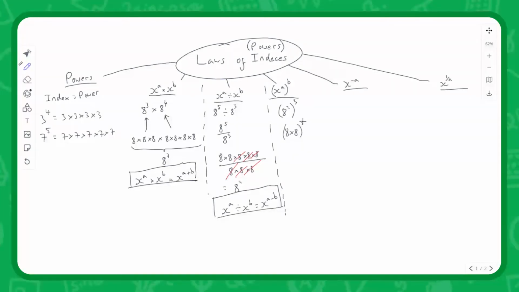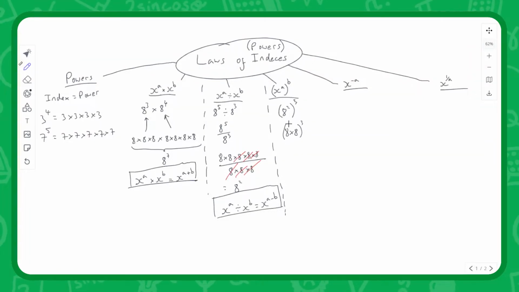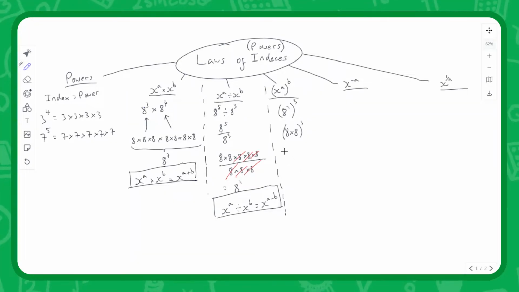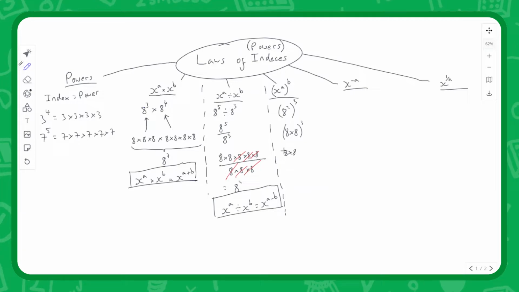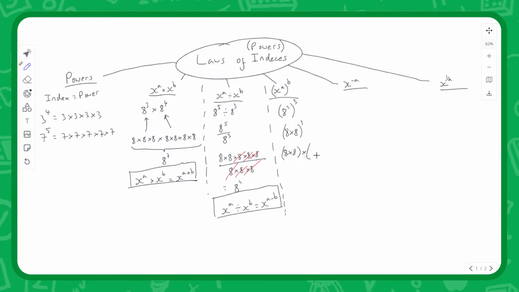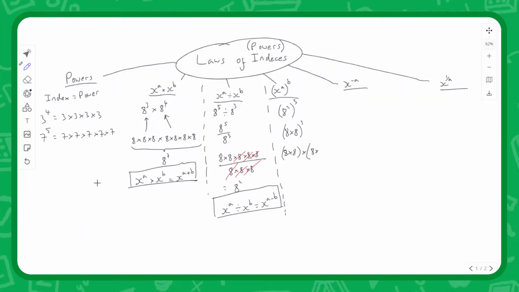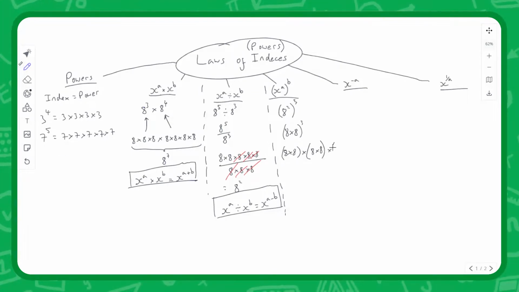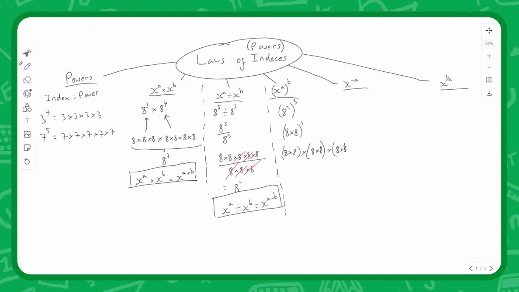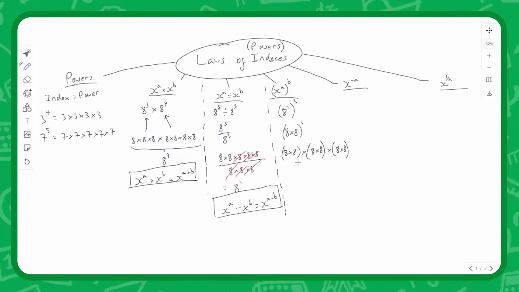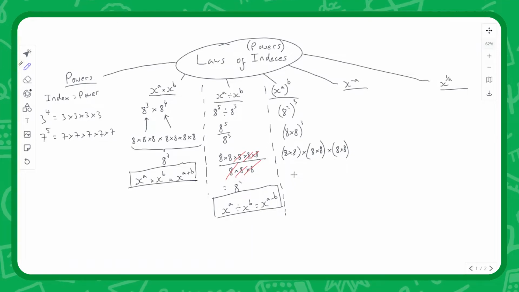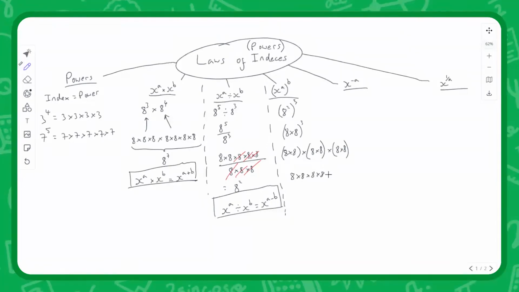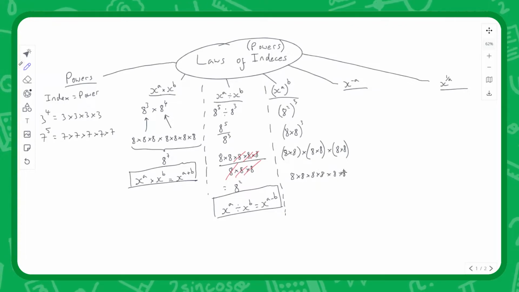Well, the power of 3 tells us we have 3 of these brackets in a long line timesing each other together. And so in this case, I've got 3 of these brackets in a long line, and they're all timesing each other together. There we go. Well, if we look at this, I don't really need these brackets anymore. I could rewrite this as just 8 times 8 times 8 times 8 times 8 times 8.